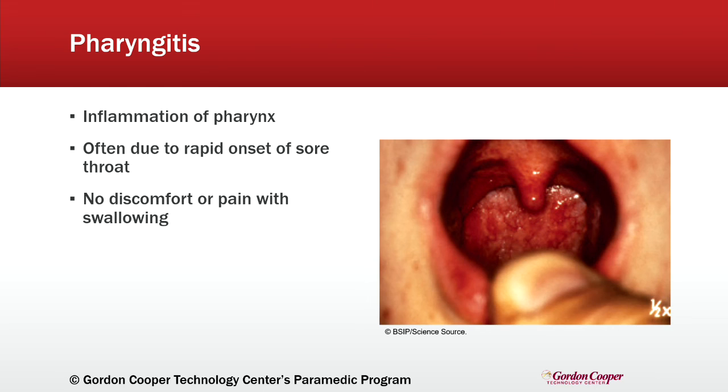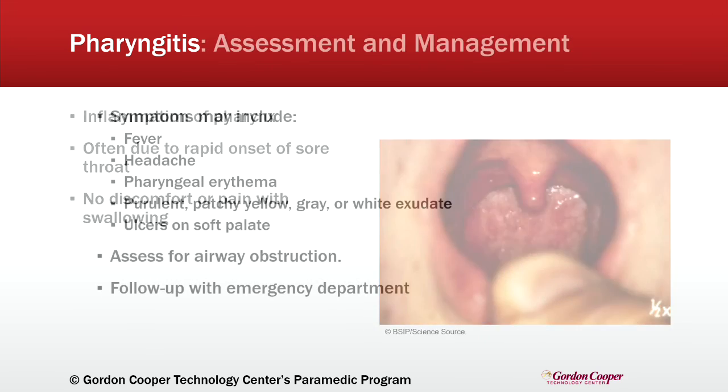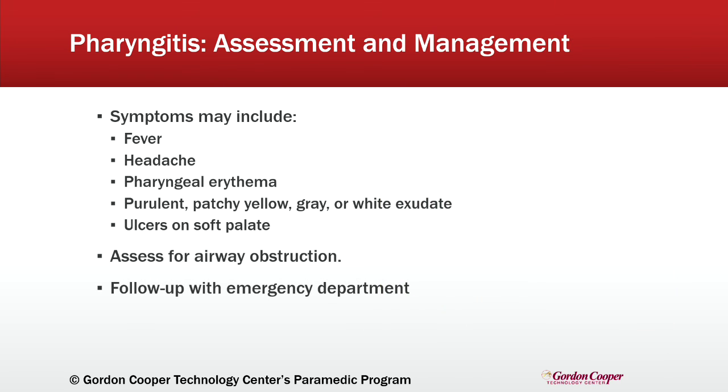Pharyngitis is an inflammation of the pharynx. These typically don't present with a whole lot of pain or discomfort when swallowing, but it's typically caused by the rapid onset of a sore throat. Pharyngitis usually includes fever. They may have redness in the throat, headache, patches in the throat as well, some congestion, hoarseness, maybe a cough. Treatment will usually require follow-up with the emergency department or their personal physician.